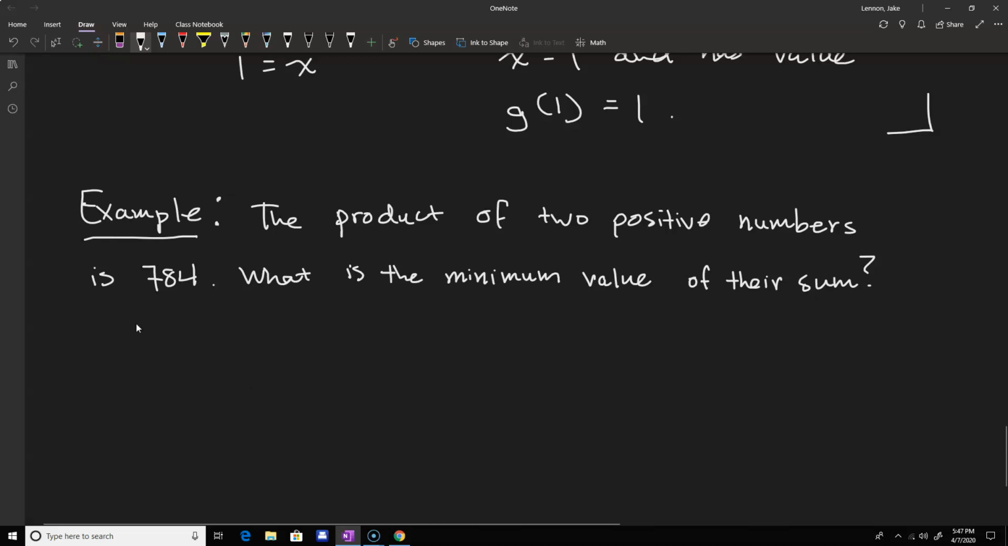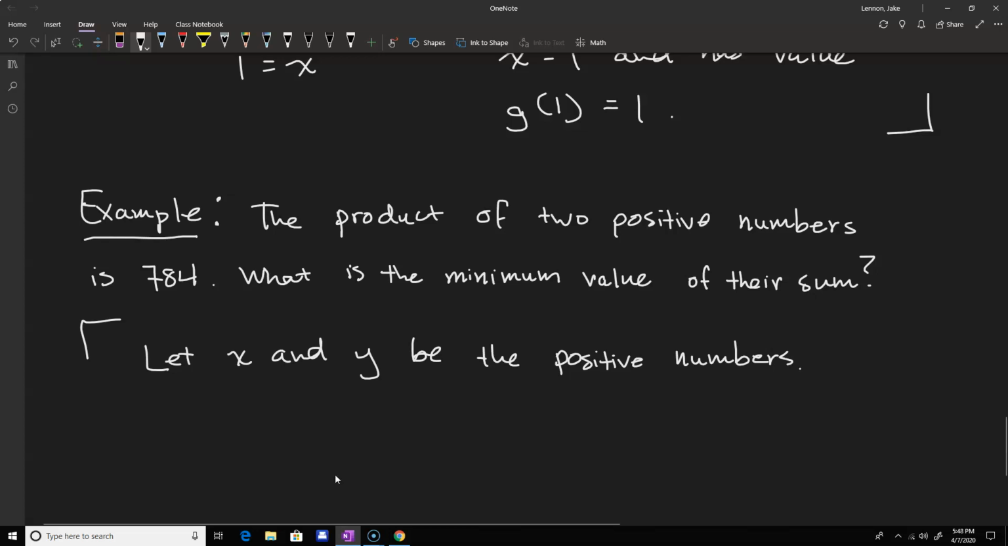So, we list the variables that we want to use to solve the problem. So let x and y be the positive numbers. So there's two things. We have the relationship, and we have the thing that we want to do. We want to minimize their sum. So minimize the sum, which we know is just x plus y.